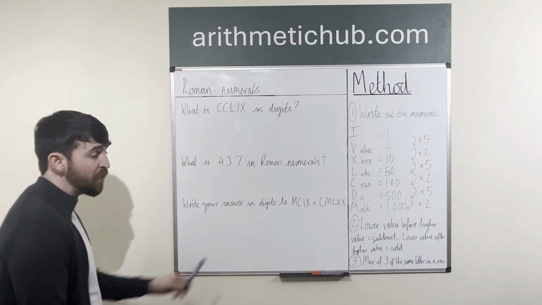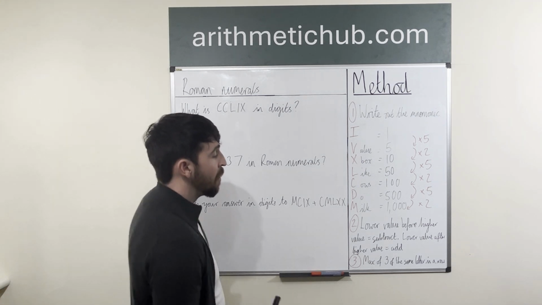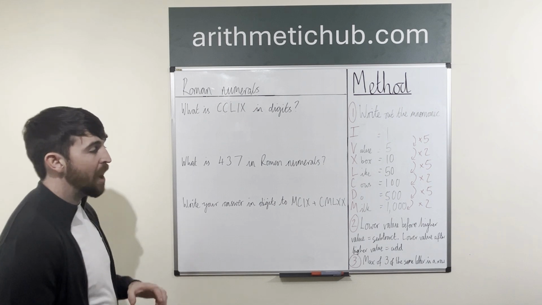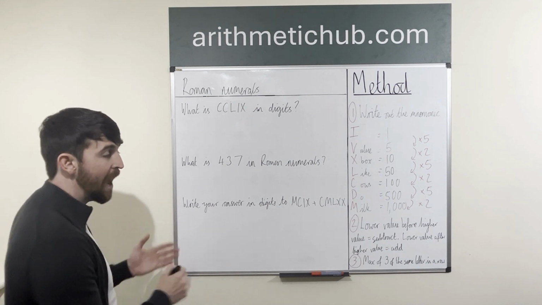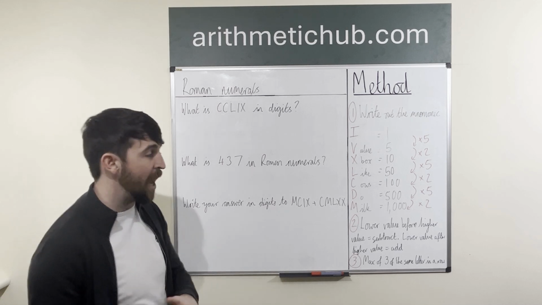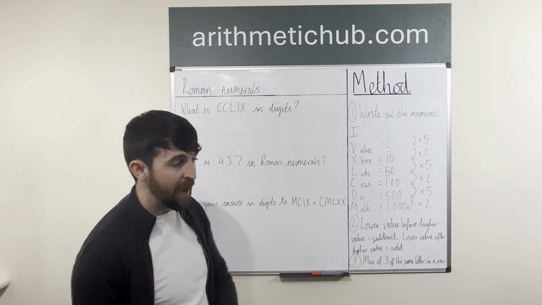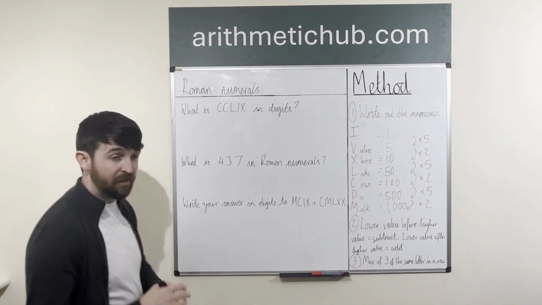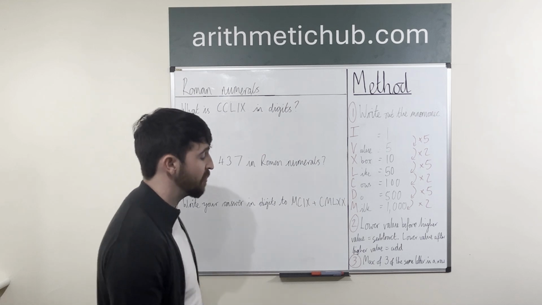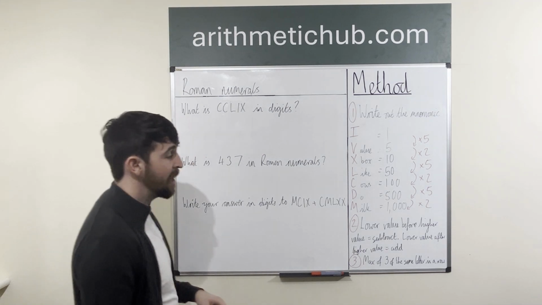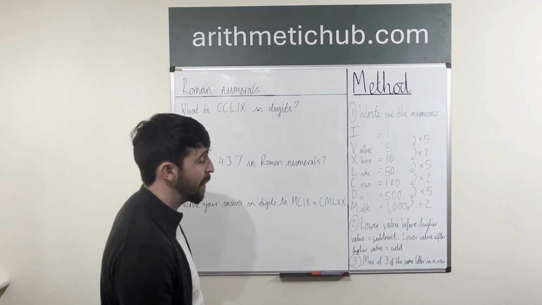So, the next part of the method says, it's important to know that if you have a lower value before a higher value, then you need to subtract that value. But if your lower value is after the higher value, then you add it on. And that's going to become clear when we look at these questions later. And then finally, there's a maximum of 3 of the same letters in a row.